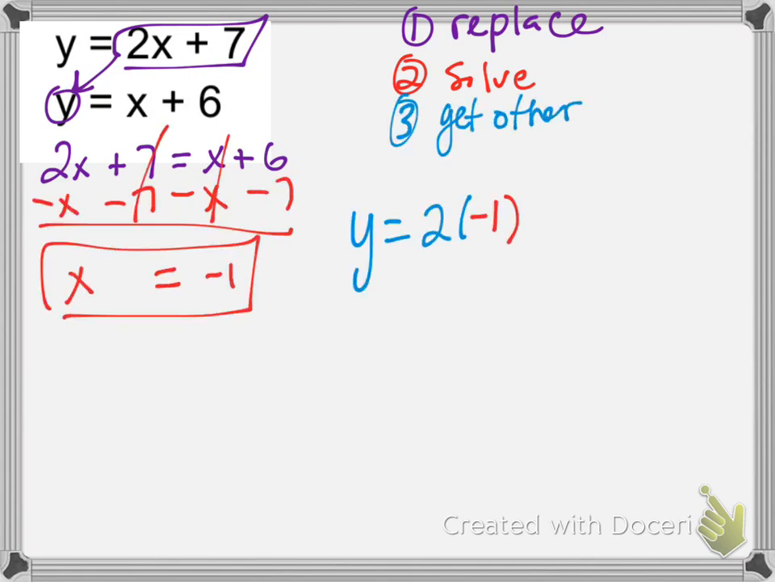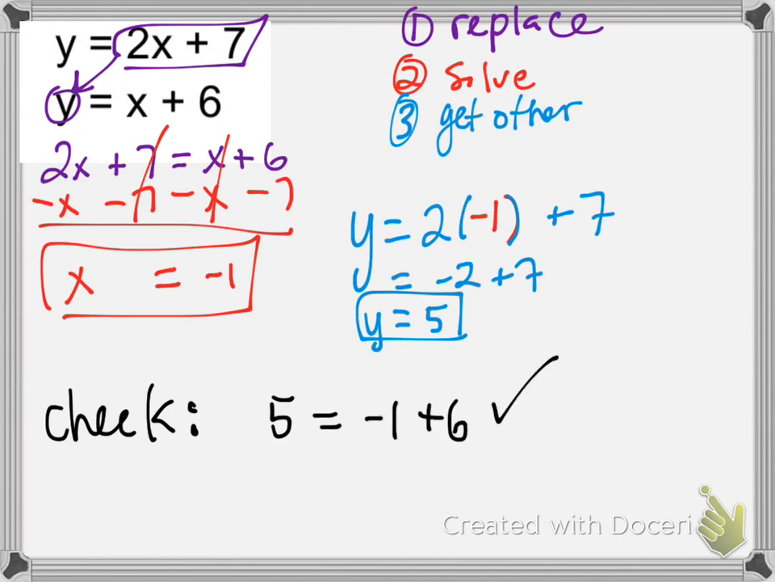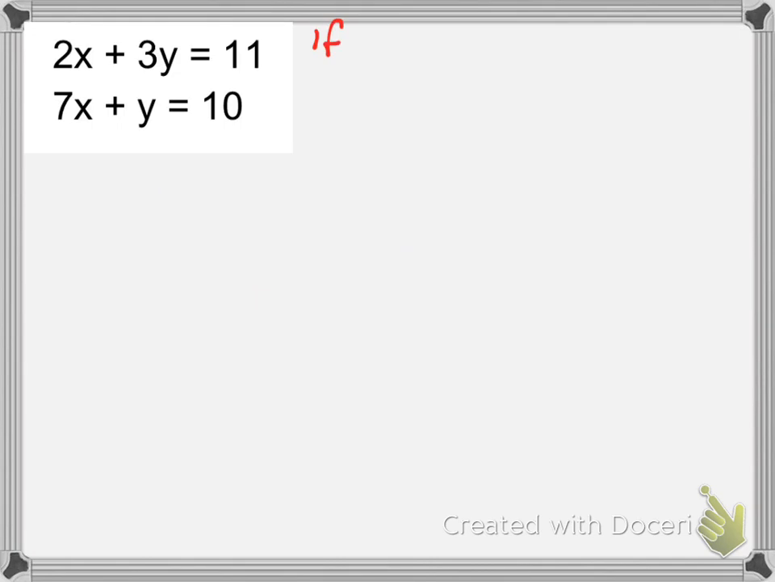And now we get the other variable, the y in this case, by plugging in a -1, and that gives us y equals 5. Now, since I used the top equation to get the y value, I'm going to plug both values into the second equation to check my answer. If it works out, yes, your math teacher did it correctly.